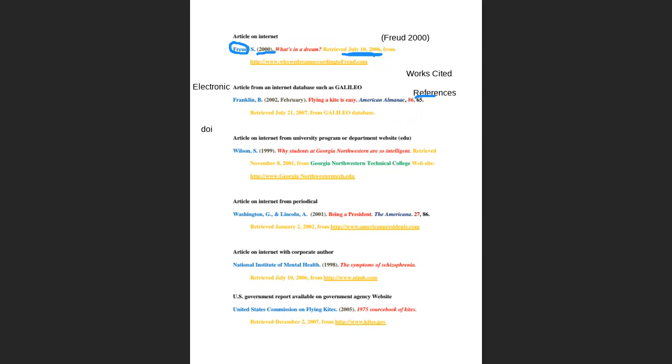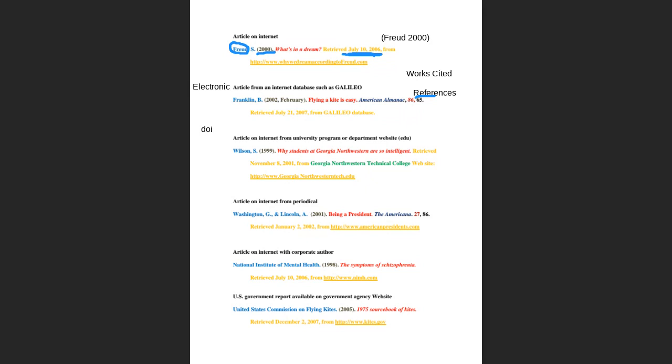So what you do is you move this here, all right, if there's no author given. So the title of either the web page or the particular article. So it would be Flying the Kite is Easy. Then you would have the date, February 2002, February. No, you don't actually have to invert this if you don't want to. It's fine to put February 2002.